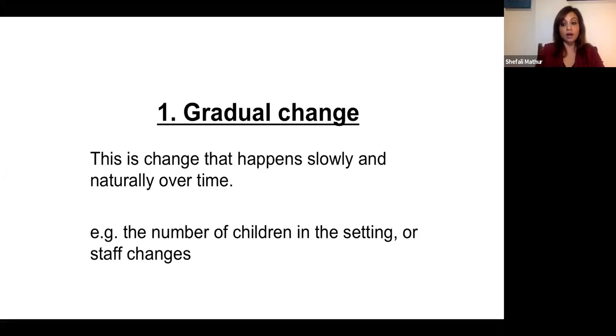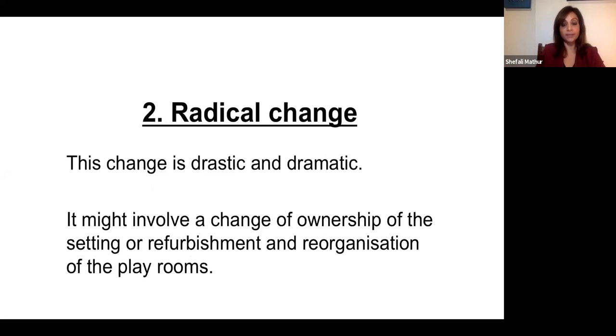So those are very gradual, they are not drastic, they happen over time, they're very calculated changes, done after a lot of informed decisions being taken. Some of them could be radical changes, which could be drastic or dramatic. It could be because of any calamity that has happened. So you need to restructure, you need to make some amendments with the infrastructure.